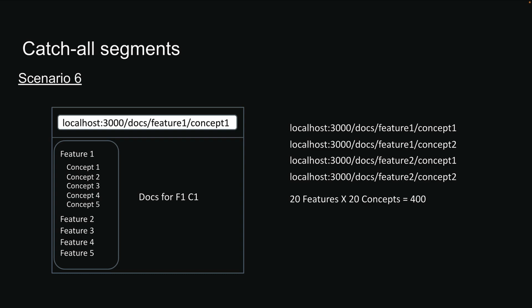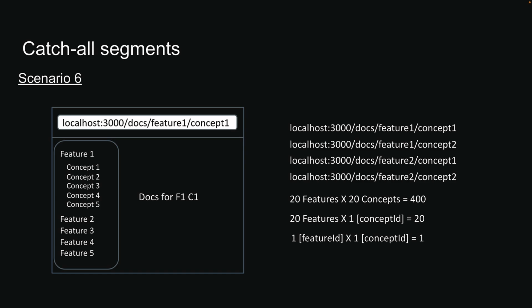By using dynamic route folders with a concept ID, we can cut that down to just 20 files. Take it a step further by making the feature folder dynamic with a feature ID, and we are down to just 2 folders. One for feature ID and one for concept ID. Much better, right? But there is still a catch.